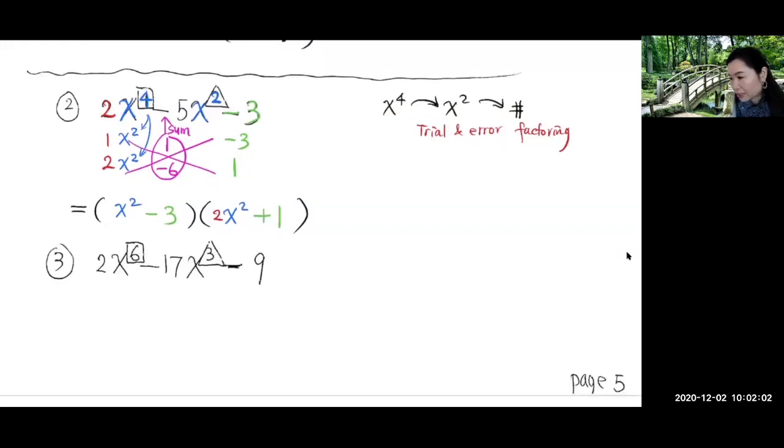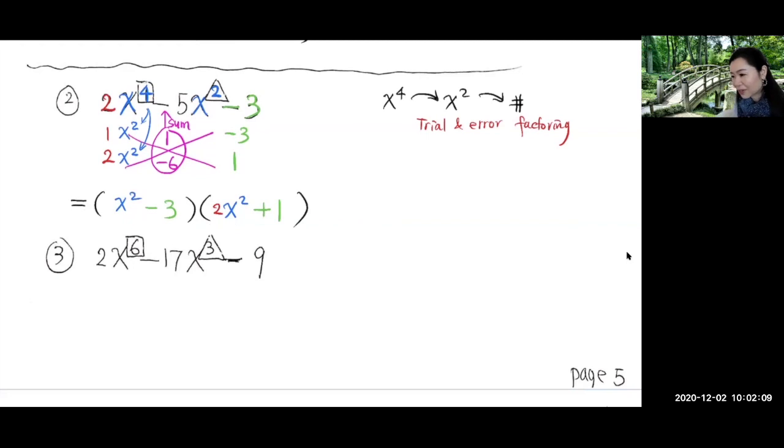So that's called the try and error method. That's the way that I learned in China. We also learn different methods, but you have a choice. You can use different ways to do it.